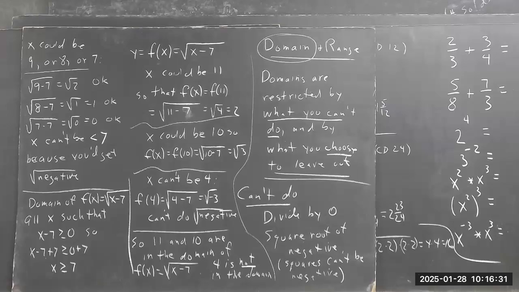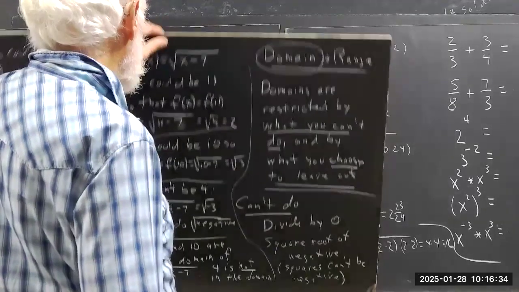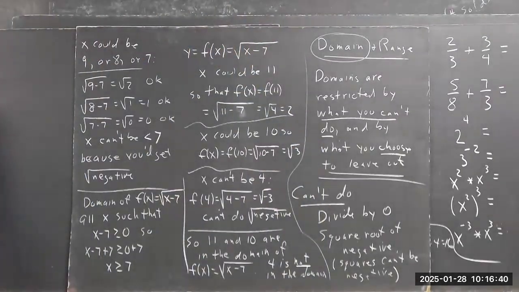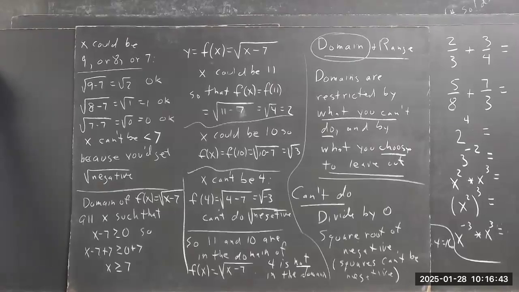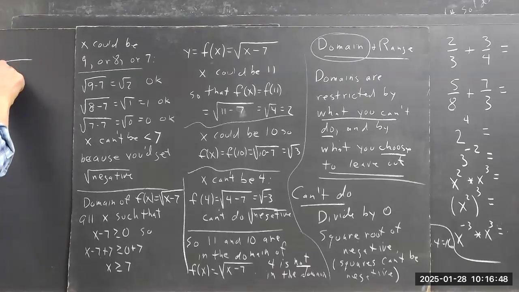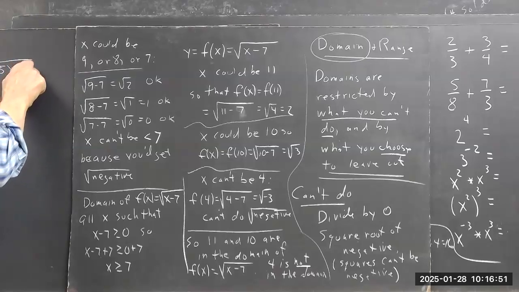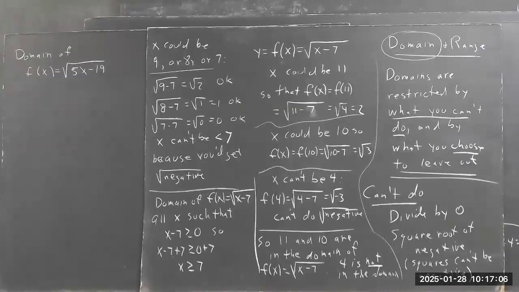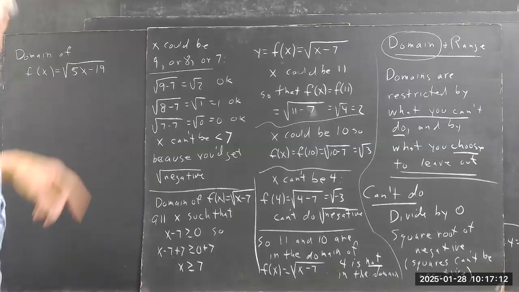Okay, so what would you write down? The domain of this function. Now, what you don't want to do, I need to move this camera over just a little. Okay, well, there's our function. f of x equals the square root of 5x minus 19.